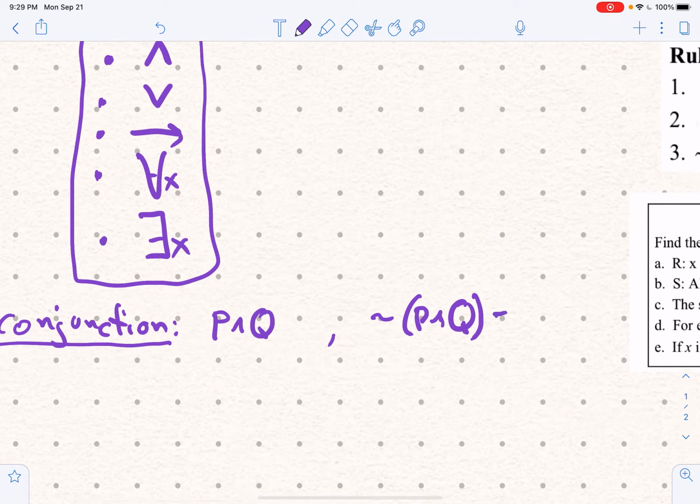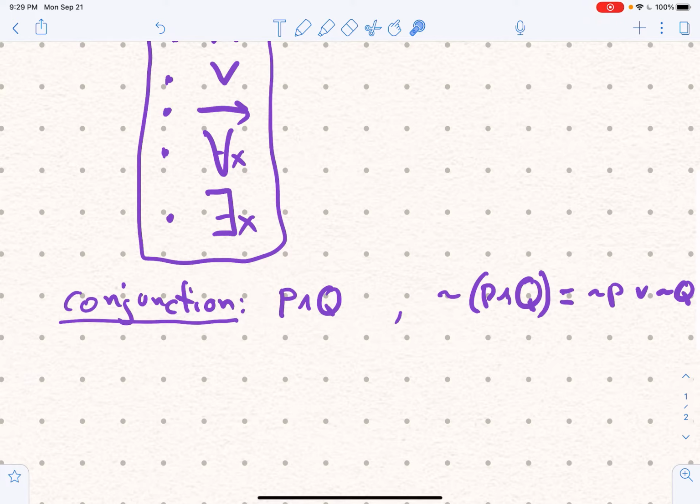So this equation right here gives our first rule. When you negate a conjunction, when we have not both P and Q, then what you get is either P is false or Q is false. Not P or not Q. And this is one of the 2 De Morgan's laws.